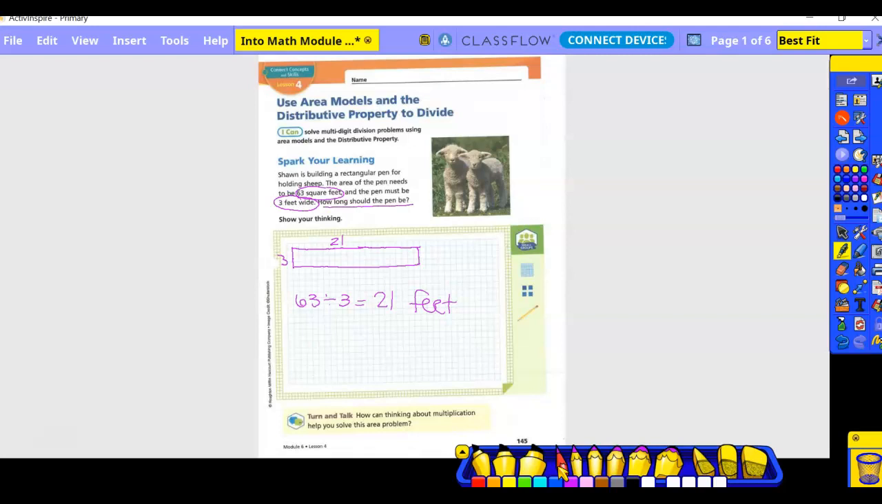Now, you may not always know that it's going to be 21, but what could you do if you don't know that? So we already have the 3, so we could go 1, 2, 3, 4, 5, 6, 7, 8, 9, 10, 11, 12, 13, 14, 15, and so on until we get over here to 61, 62, 63, right? So we could add little X's in each box until we got there.